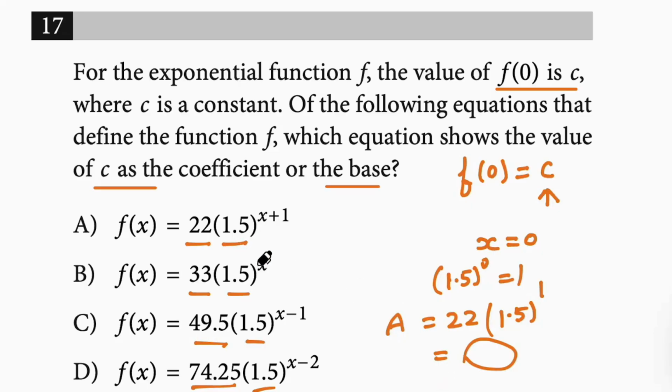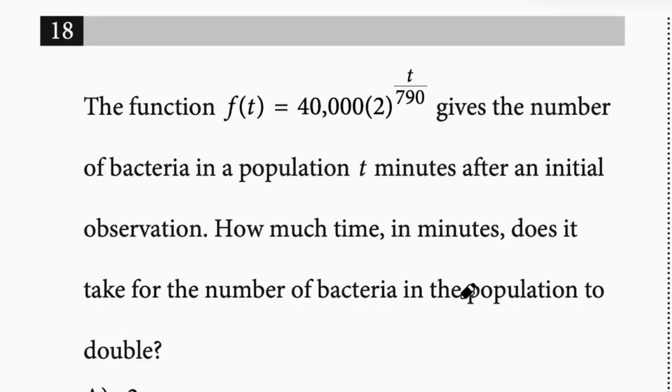But what we need is that when we put x equal to 0, either of them should be the answer. So this is the only case where, when you put x equal to 0, f of 0 is equal to 33. C is 33. In this particular question, understanding the question is very, very important: how you understand the meaning of which equation shows the value of C as a constant, a coefficient or the base. And this is a question which is repeated many times in previous exams as well. So I hope that the function f of t is equal to 40,000 times 2 to the power t over 790.